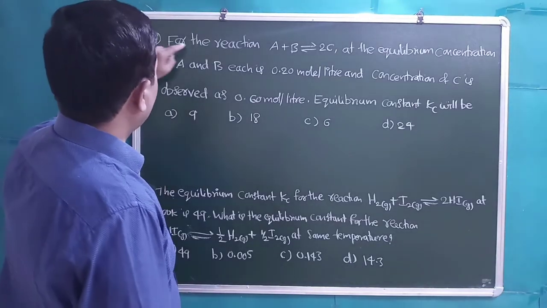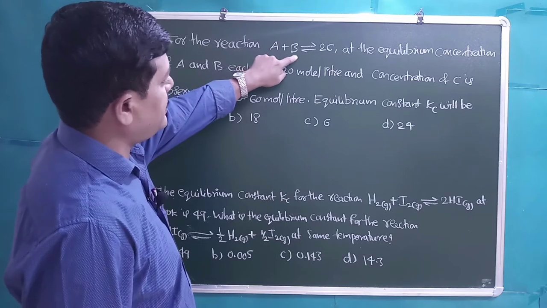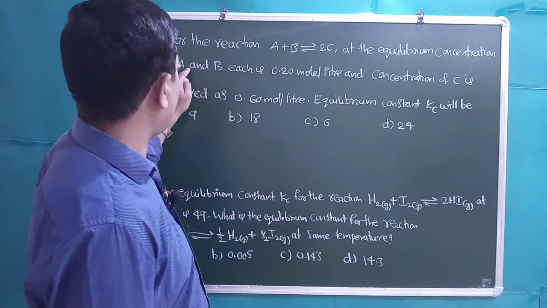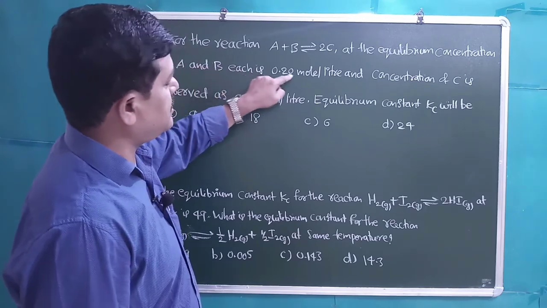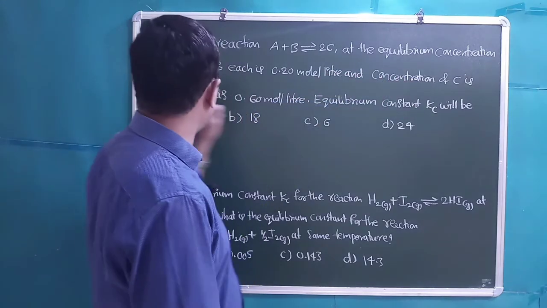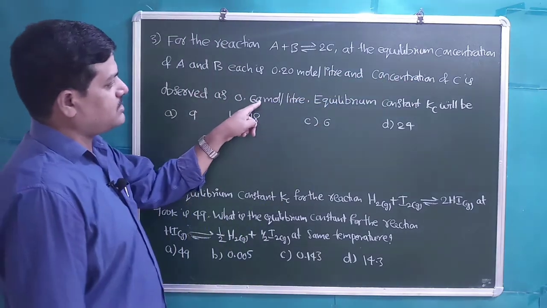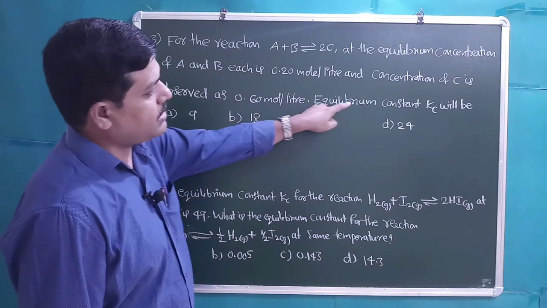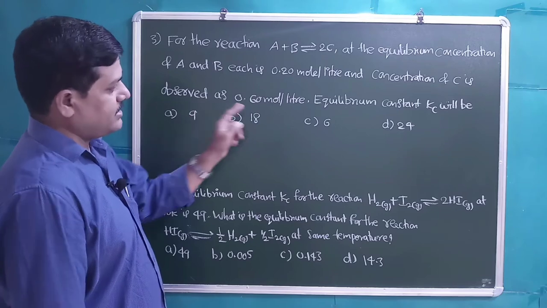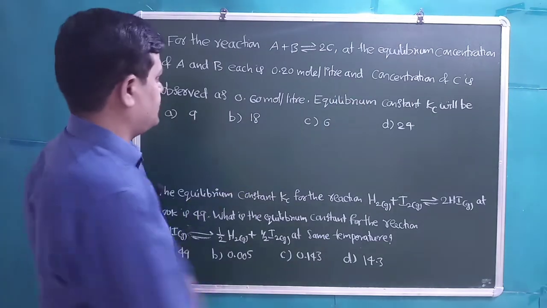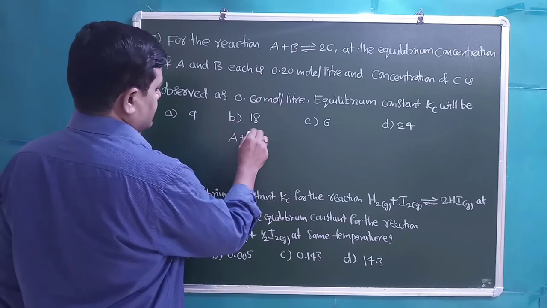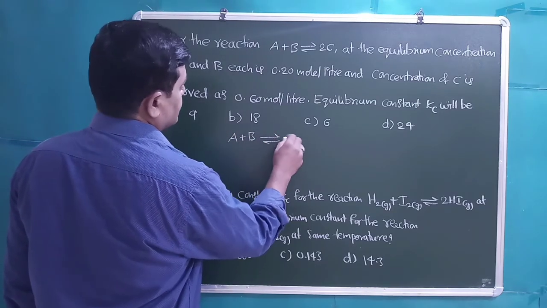Next question. For the reaction A plus B gives rise to 2C, at equilibrium the concentration of A and B each is 0.20 mole per liter and the concentration of C is observed as 0.60 mole per liter. Equilibrium constant Kc will be: options are given as 9, 18, 6, 24. Let us rewrite the equation. A plus B gives rise to 2C.